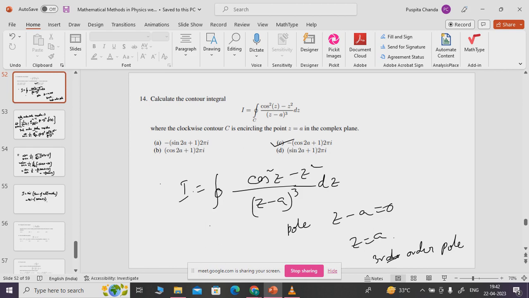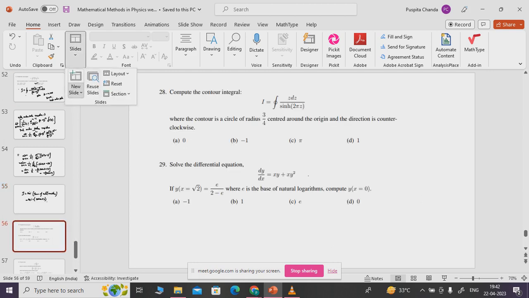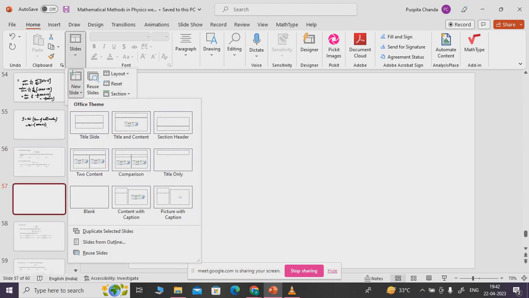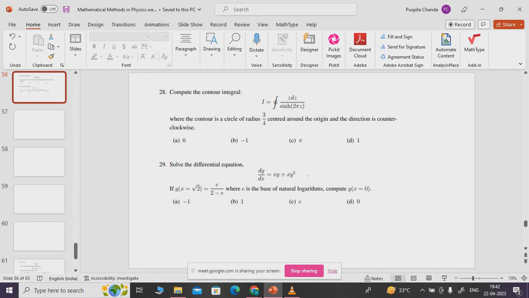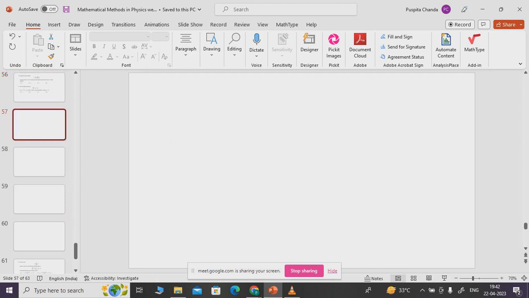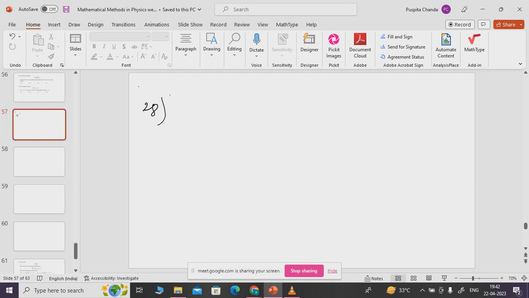But I have checked that the answer given in the answer key is cos 2a plus 1 into 2 pi i. If it remains this, then whatever we calculate is for the anti-clockwise direction. For the clockwise direction it will be minus into minus, so minus minus plus. Like in this equation it is counterclockwise direction, so it will be 28.